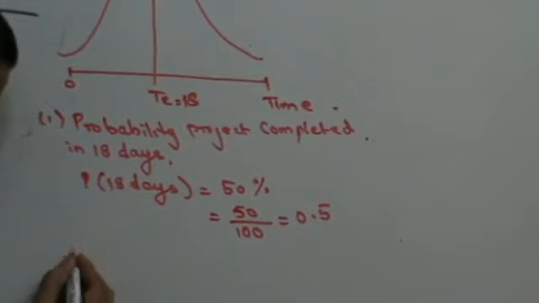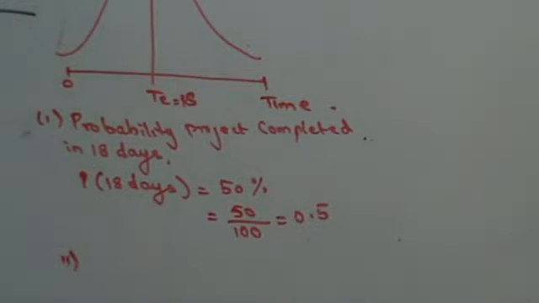Second part of the question. What is the probability that the project is completed in 21 days? Now, since 18 days is 50%, I want to find out what is the percentage for 21 days. For that, I have to find out a variable Z. Z is called a normal variable. What do you mean by normal variable? A variable that will be shown on this normal curve is called your normal variable.